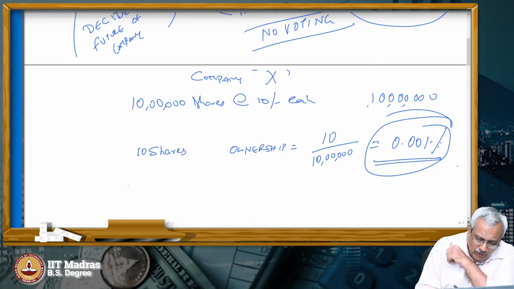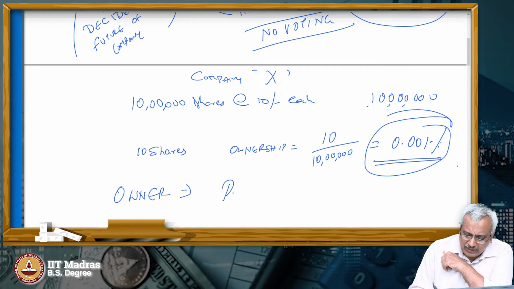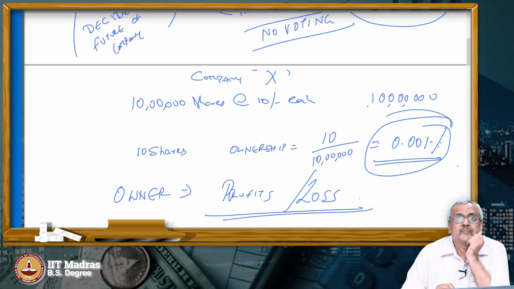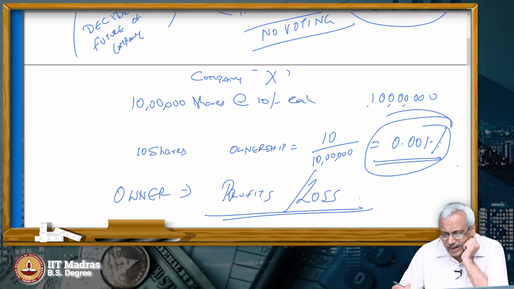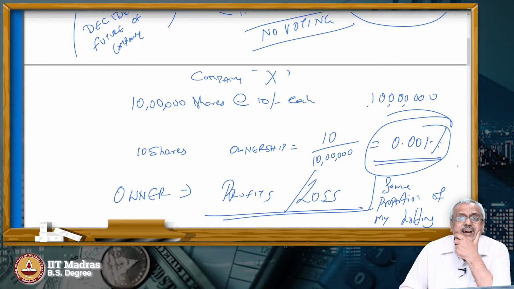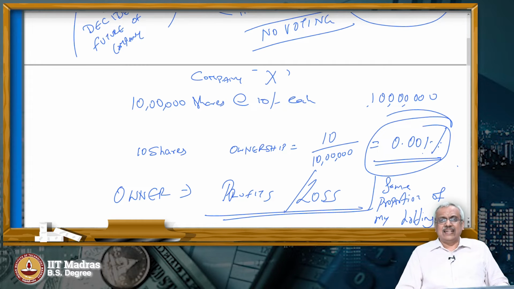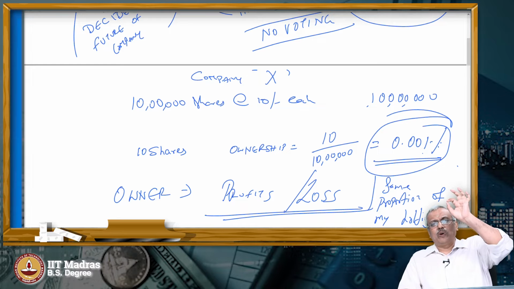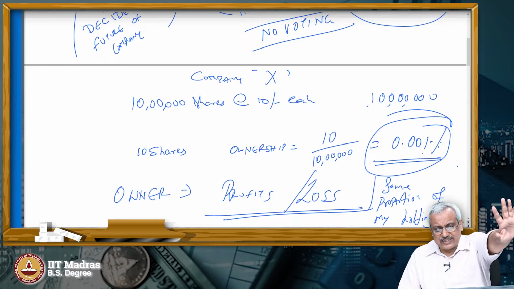As an owner of the enterprise, I am entitled to all the profits or the loss of the enterprise, divided in the same proportion of my holding. That is all. Your holding is 0.001 percent. Yes, you are eligible for 0.001 percent of the profit or the loss. That is all.